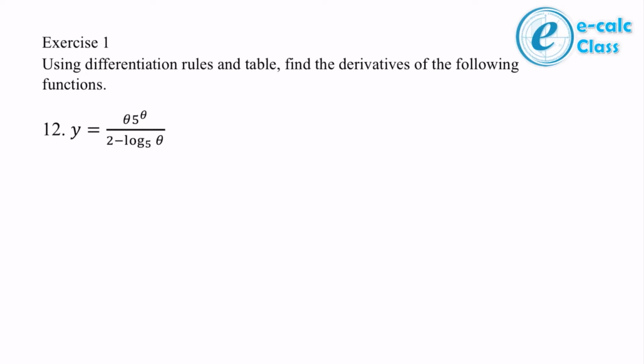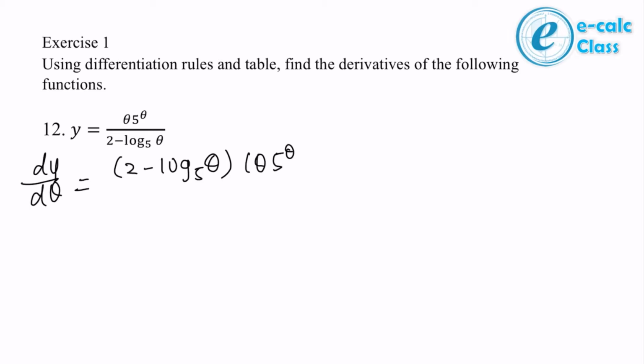Number 12. Okay, we have indices, and you know that it is a product rule plus quotient rule on top. So just do it slowly. Okay, this is your v. du d theta will be a product rule, right? Copy first function, then okay, copy first function is theta. You differentiate 5 to the theta, it is 5 to the theta ln 5.